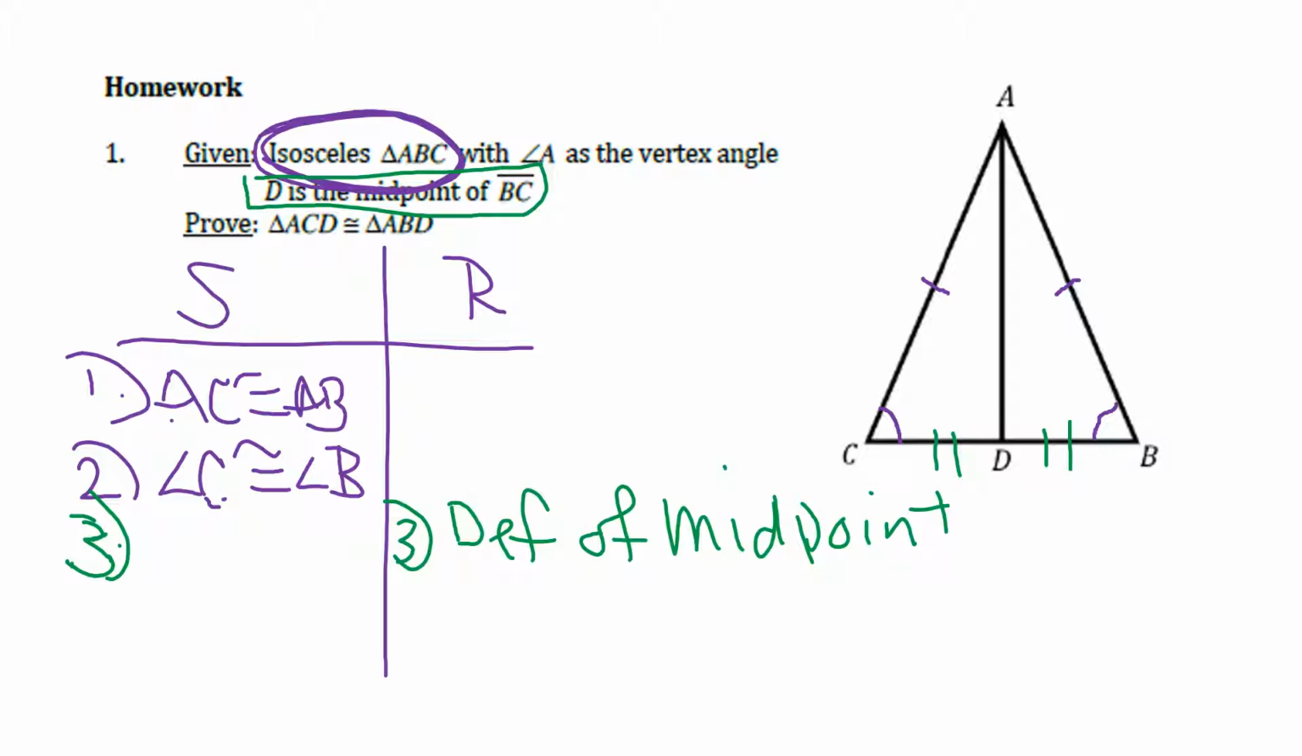And then the last thing I have to do is say what I'm trying to prove. What I'm trying to prove is that triangle ACD is congruent to triangle ABD. If I look at my triangle, I have a side, an angle, and a side congruent to a side, an angle, and a side. So I can say what I'm trying to prove, and my reason is side, angle, side.